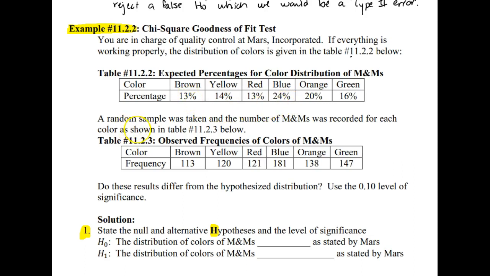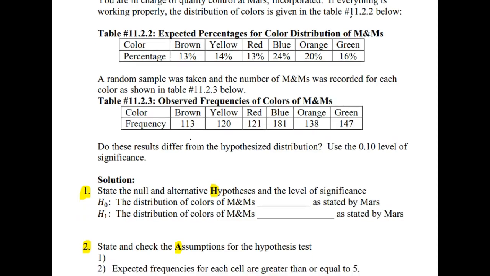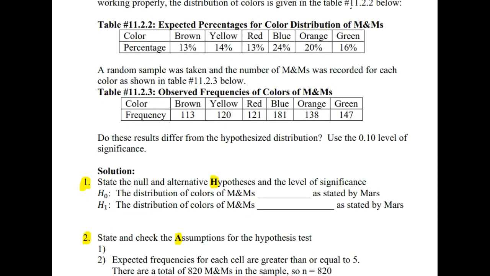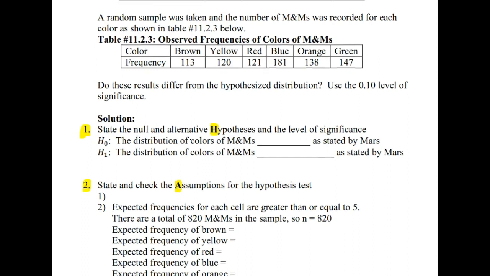So they take a random sample, and the number of M&Ms was recorded for each color as shown in table 11.2.3 below. And we want to know if these results differ from the hypothesized distribution, and they've asked us to use a 0.10 level of significance. So again, there is no parameter in this type of problem, which means our hypothesis also does not have a parameter, but it's got a lot of words. For the chi-square goodness of fit test, we're going to talk about the distribution, in this case the distribution of colors.